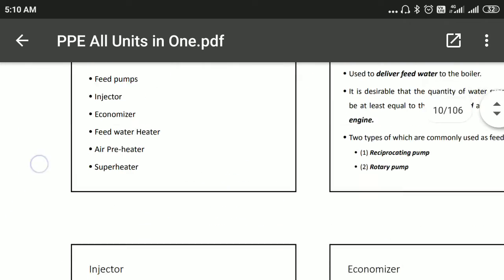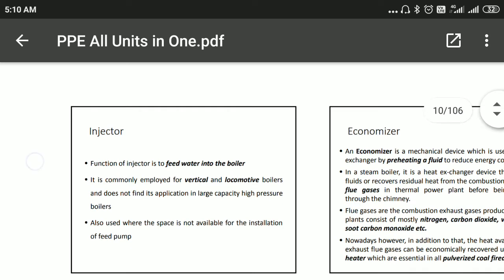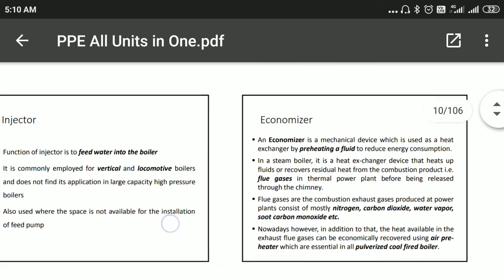The injectors are not employed in all furnaces or all boilers. The function is the same as that of the feed water pump, that is to feed the water, but it is also used where space is not available for the installation of the feed pump, means the given space is very much less, then we use the injector as a replacement of the feed water pump.